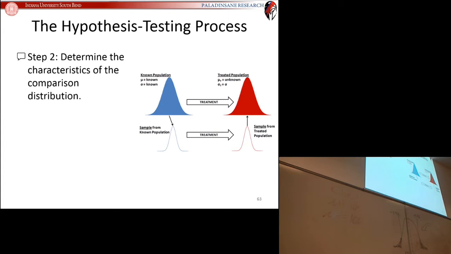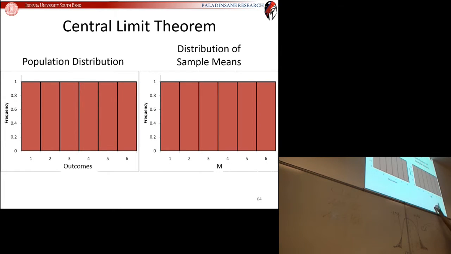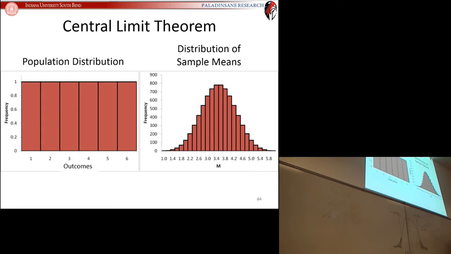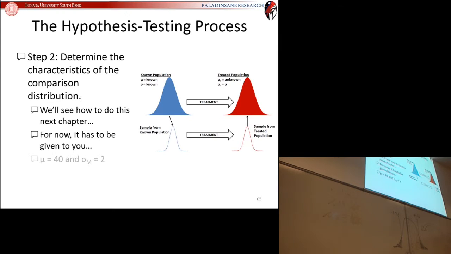Determine the characteristics of the comparison distribution, not the population distribution. Your comparison distribution is your population distribution only for a sample size of 1. We got 16, which means that we are dealing with a distribution of sample means. So we're going to determine the characteristics of those distributions. We're still going to find out how to do that next chapter. I'm still going to give it to you right now. It has not changed. Right? So far so good. We haven't had to change anything to update our hypothesis test.